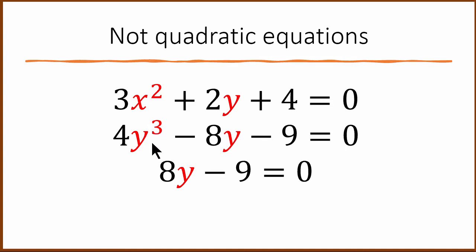The second one is not a quadratic equation because the highest power is 3. The highest exponent of y is 3. In a quadratic equation, it can only be 2. So the maximum allowed in this case is only y squared, but we have y cubed here. Hence, it's not a quadratic equation. This is a cubic equation. The third one, 8y minus 9, is also not a quadratic equation because you can think of a y squared term where a is 0 in this case. The highest power is 1. Hence, it's a linear equation. It's not a quadratic equation.